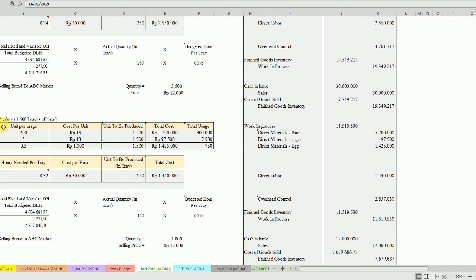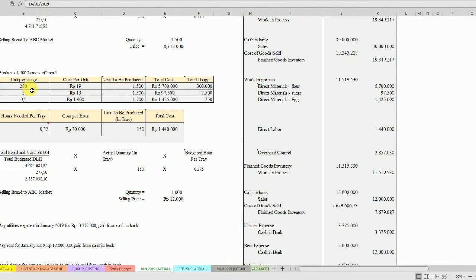On 25th of January 2019, produce 1,500 loaves of bread. And these are the total cost. This is total cost of direct materials, and also the total cost of direct labor and the applied overhead. The journal will be work in process to direct materials of flour, sugar, egg, direct labor, and overhead control. And also finished goods inventory to work in process.